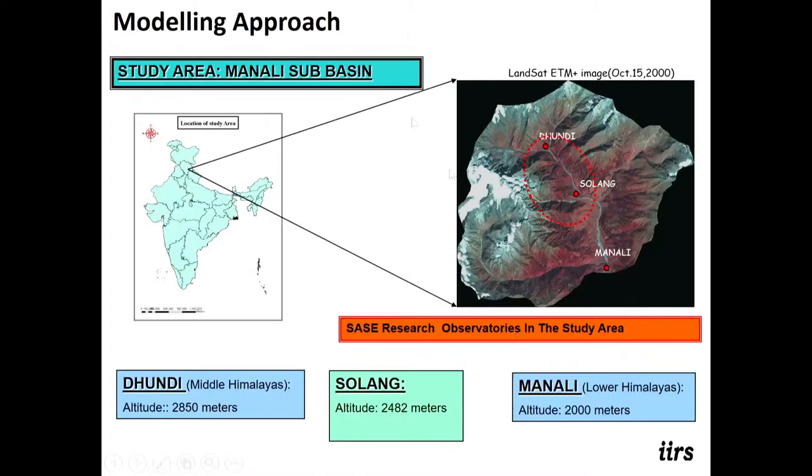We can use the modeling approach. Here we require the model. This study has been done by one of the students. He has studied the upper Beas River basin, where we have the observatories at Dhundi, Solang and Manali by the DGRE, and these are the different altitudes of these observatories.